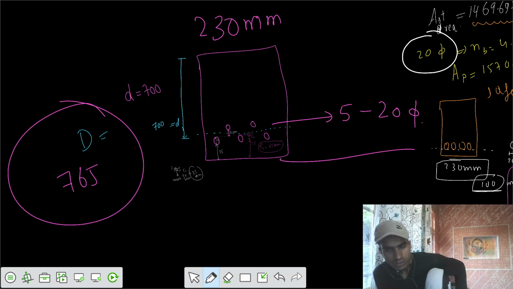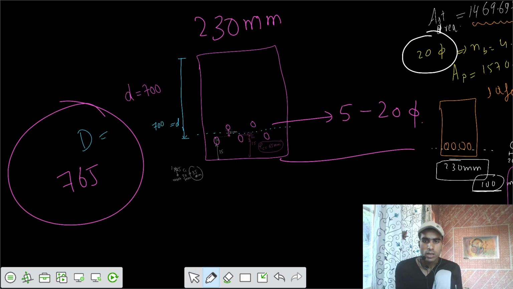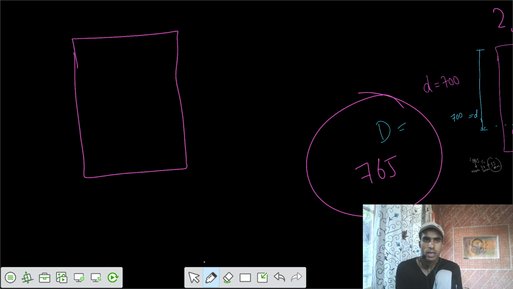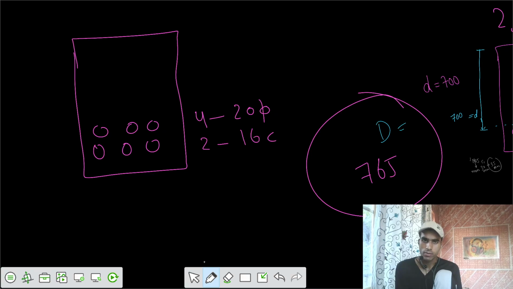There are different variations of the solution. You can select any of the different combinations. One of the combinations is that the solution of the problem was designed in this way: we have six bars, and out of that, four bars were of diameter 25, and two bars were 16.5. Corresponding to that, D was 700 millimeters.